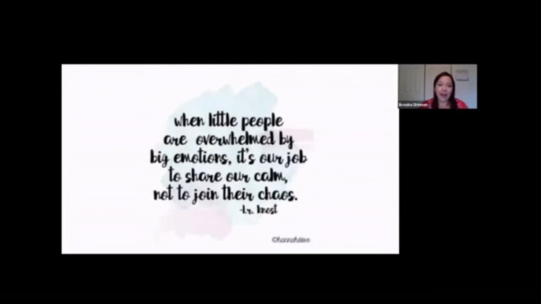And also just remembering that when little people are overwhelmed by big emotions, it's our job to share our calm, not join in their chaos. And I know right now there's a lot of chaos going on, especially for you teachers, and it is really difficult. So I'm not saying that you should not be stressed out, but it is also really important for us to share that calm with students when we are interacting with them. And I know you guys are doing the most difficult job right now, and I admire all of you so greatly.